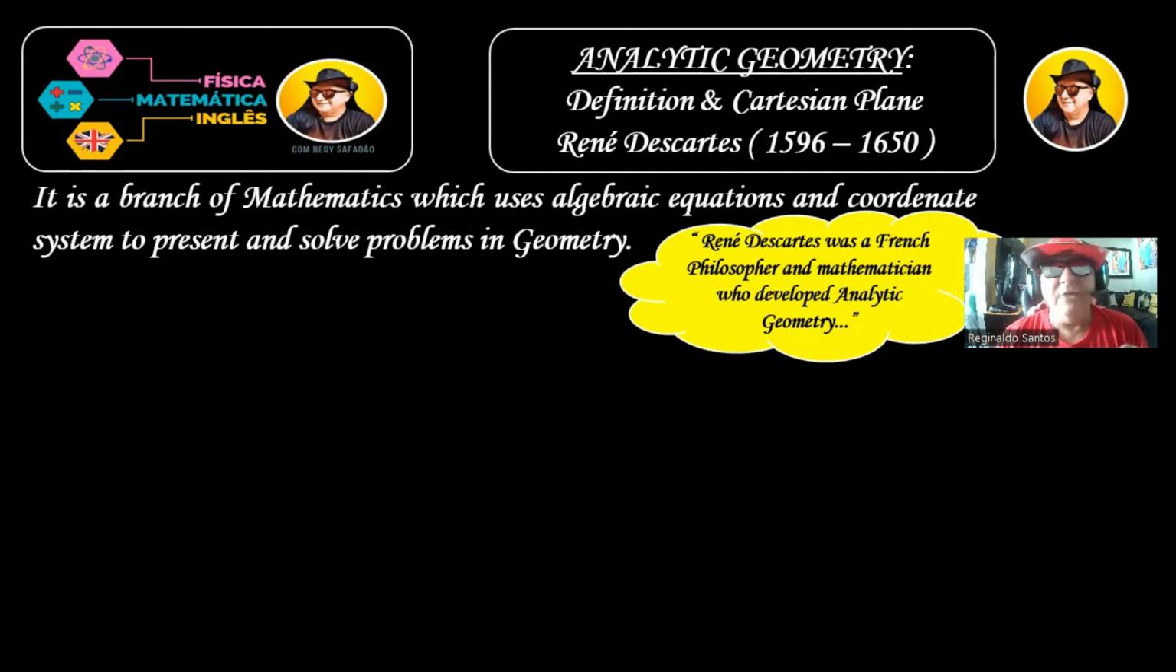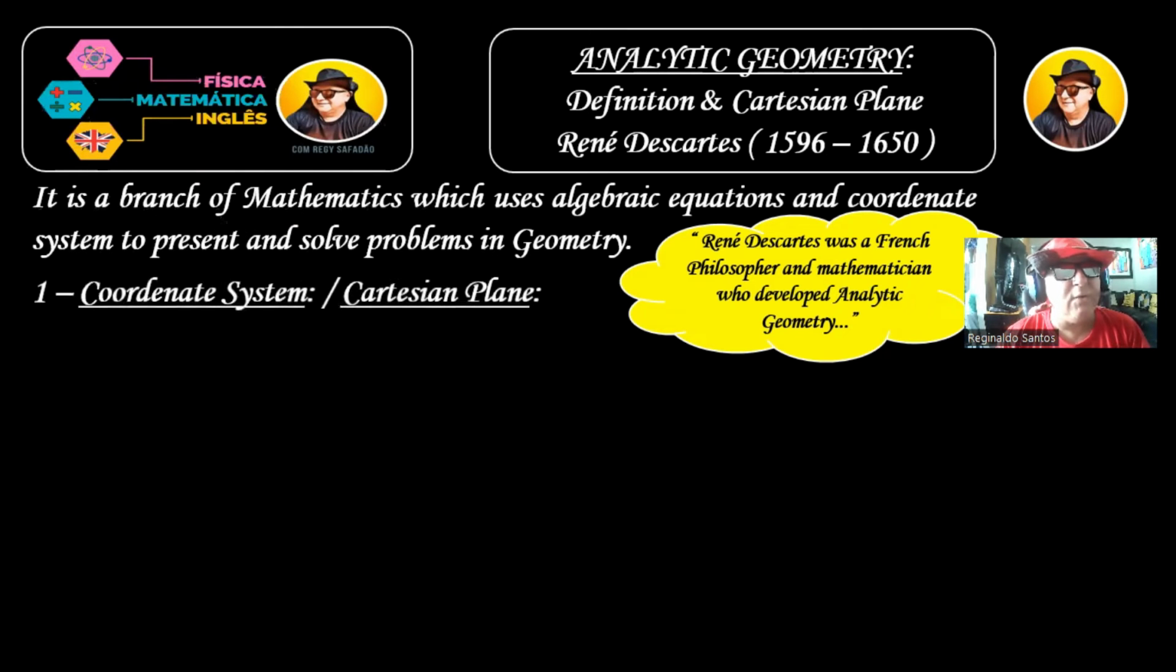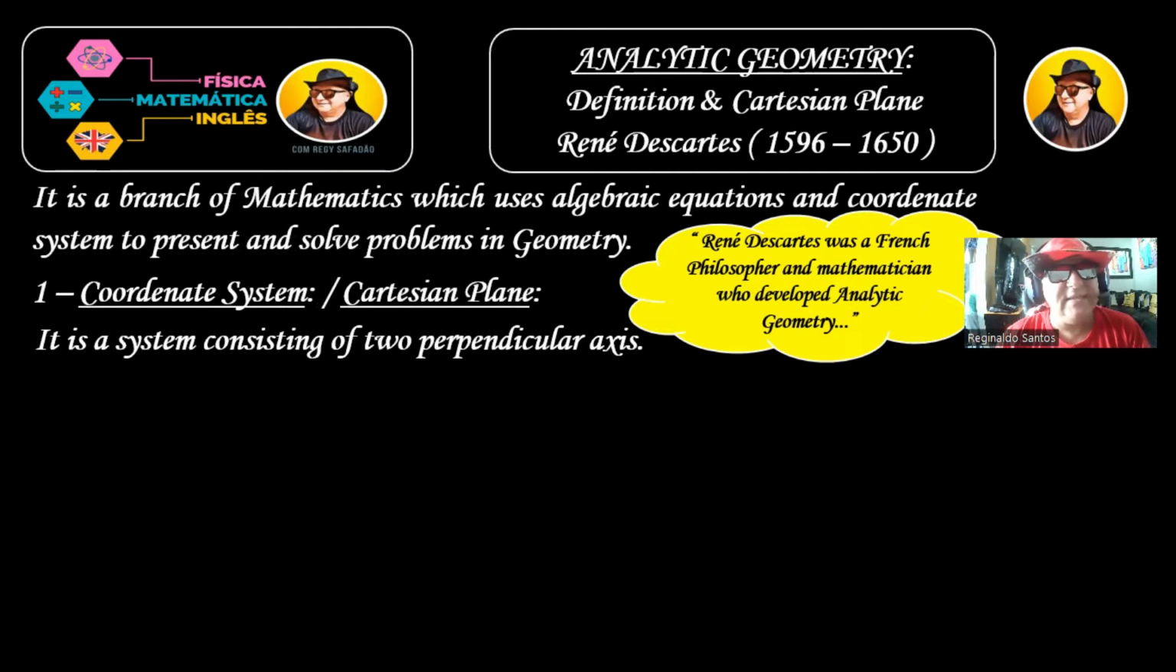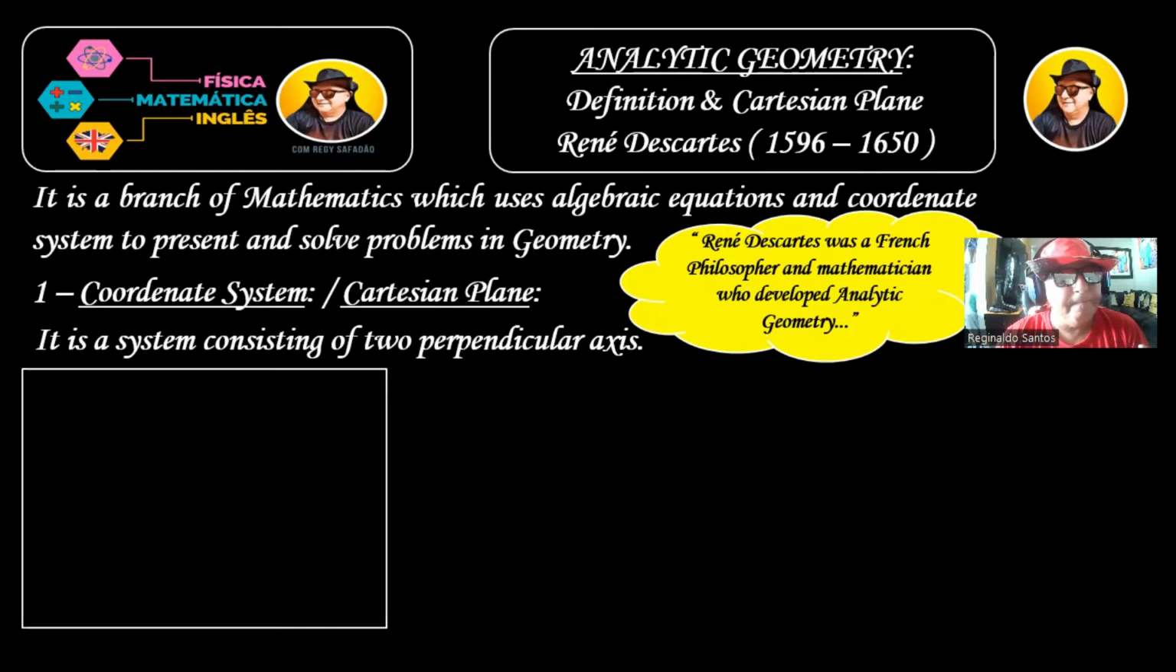If you ask me what analytic geometry is, I can tell you it is a branch of mathematics which uses algebraic equations and a coordinate system to present and solve problems in geometry. So let's see what a coordinate system or Cartesian plane is. It is a system consisting of 2 perpendicular axes, okay?